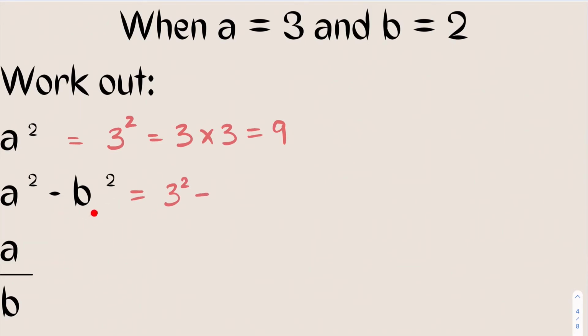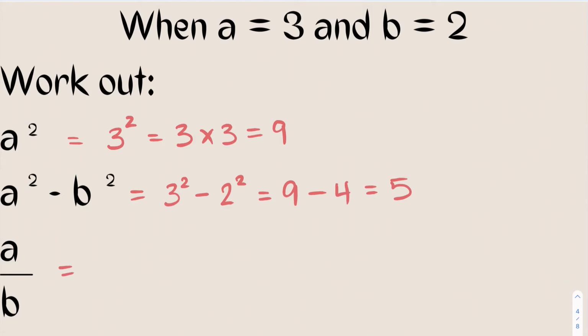For the next one, we've got A squared, so that's 3 squared, take away B squared. B we know is 2, and then we square it. So I'm just going to write 2 squared. So now working each of these out, I've got 3 squared, which is 9. So 3 times 3 is 9. Take away 2 squared, 2 times 2, which is 4. So now 9 take away 4 gives me 5.